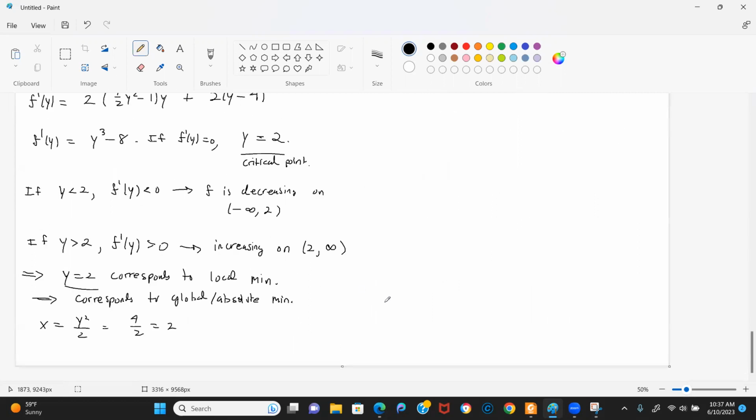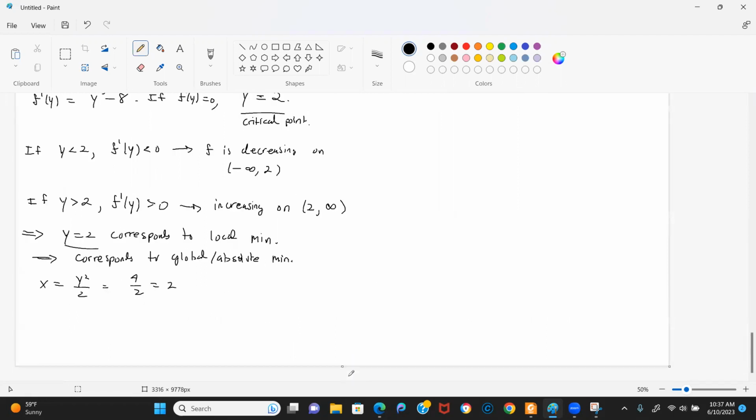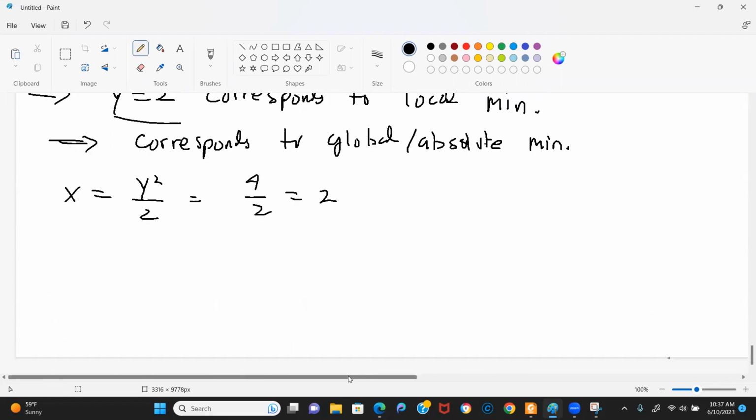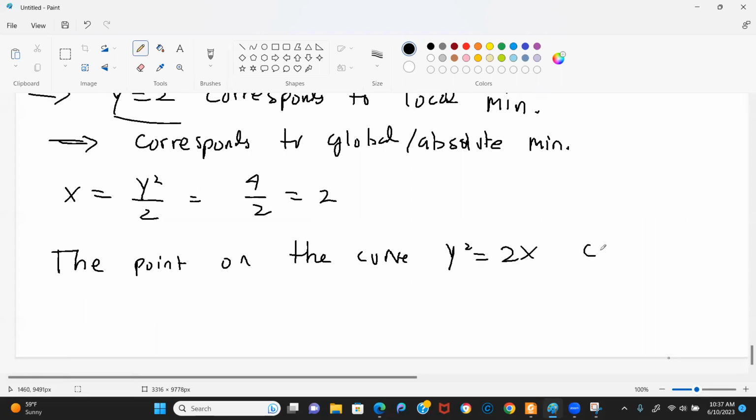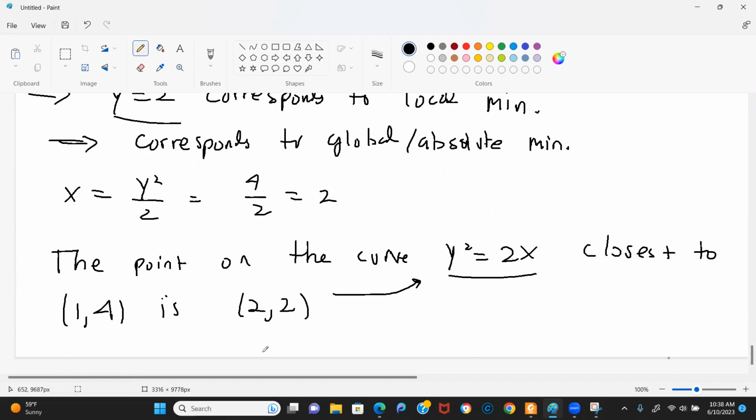So in summary, what all of this shows is that the point on the curve y squared equals 2x closest to (1, 4) is the point (2, 2). And this is truly a point on this curve. It satisfies the equation. And according to the above work, it's actually going to be the closest point.